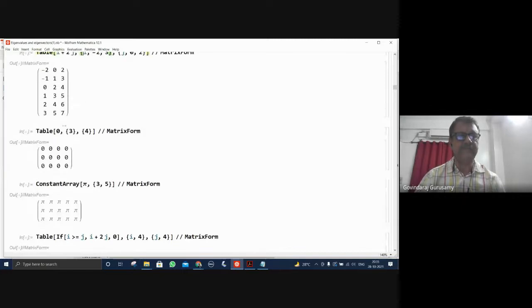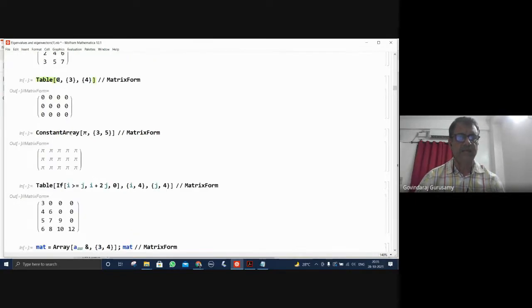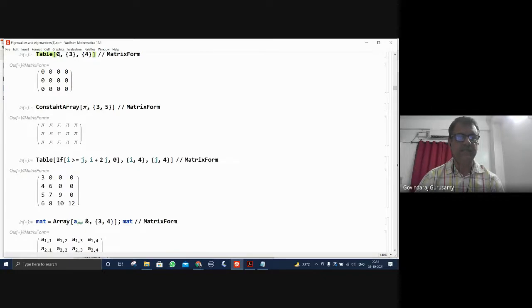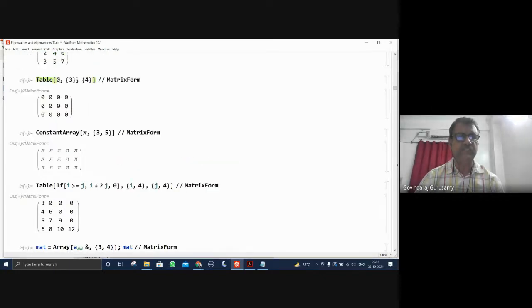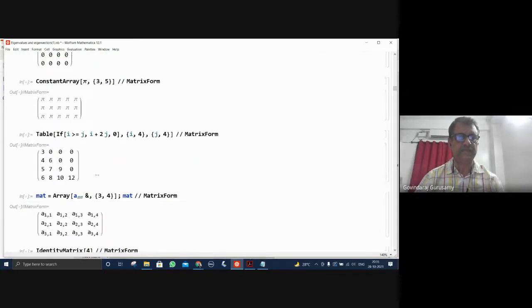I can have all 0 matrices, the null matrix, and the null space. This is what we will be doing to get it. And a constant can be done by this constant array. This is the table in which you have a zeros constant.